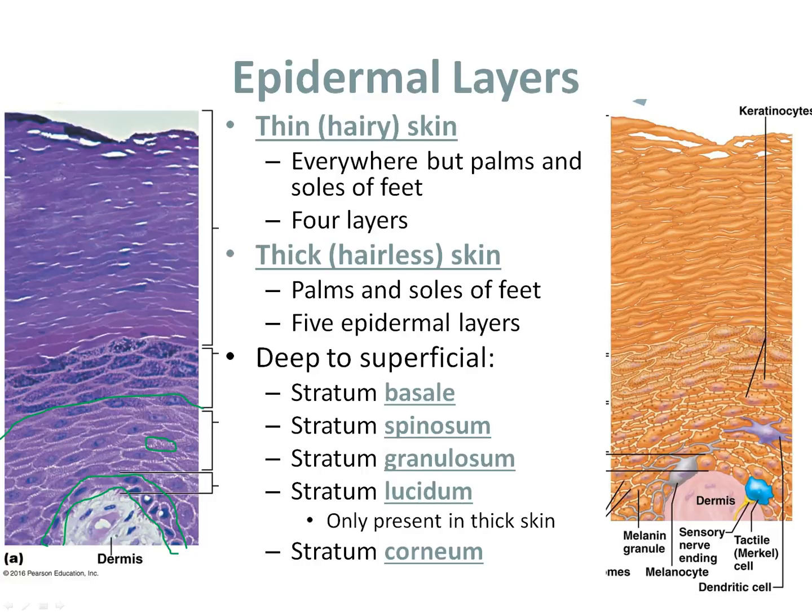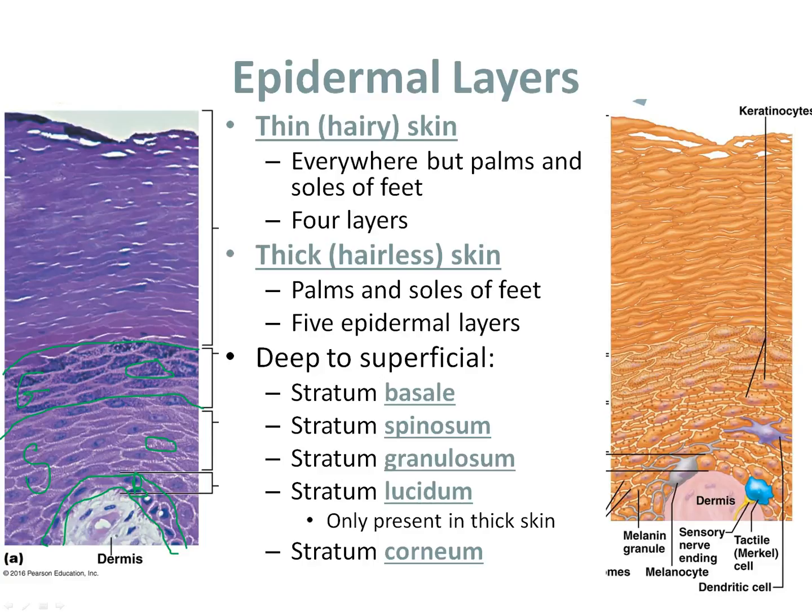The stratum granulosum is the next layer. That's this layer right here. So granulosum, spinosum, and this real thin layer here is the basal. The granulosum is where these cells start to get granules, and you see this darker appearance of these cells due to the staining of those granules.